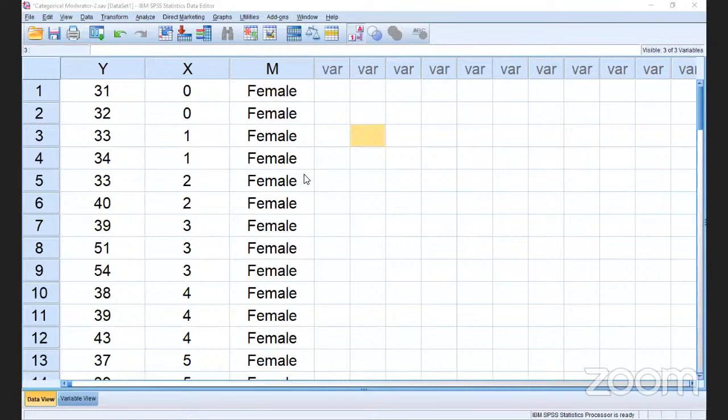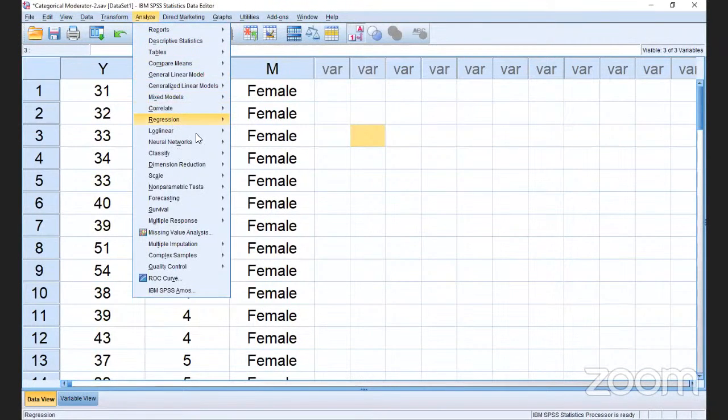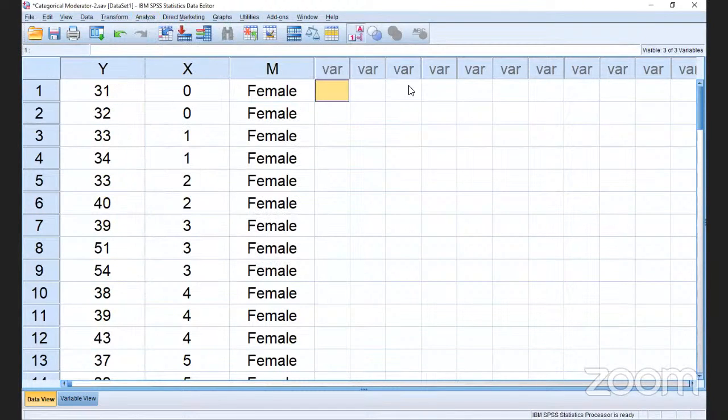So how to perform it in the PROCESS macro? It is a case study of the salary, that is the dependent variable, DV, and X is number of years in employment, experience, and M is categorical. So it's a type 2 case. In this case study you can see the moderator variable is categorical, and both the dependent and independent variable are continuous. So how to perform it and check the interaction effect?